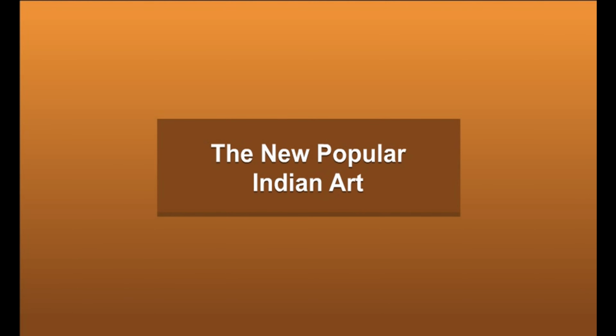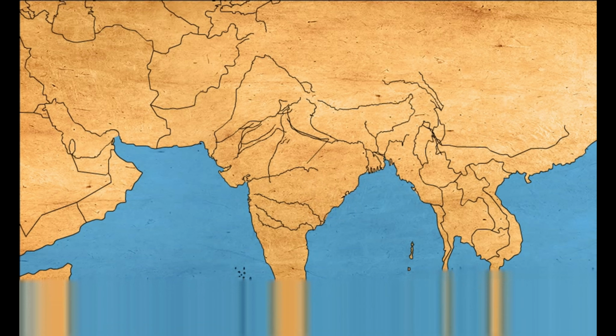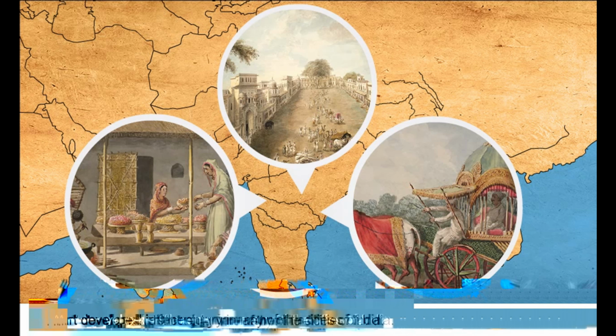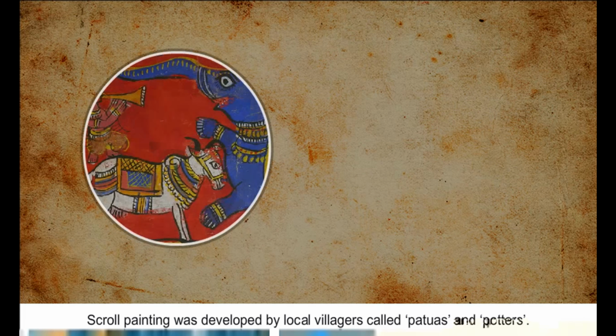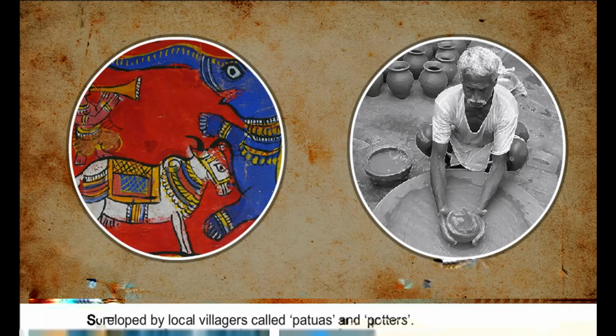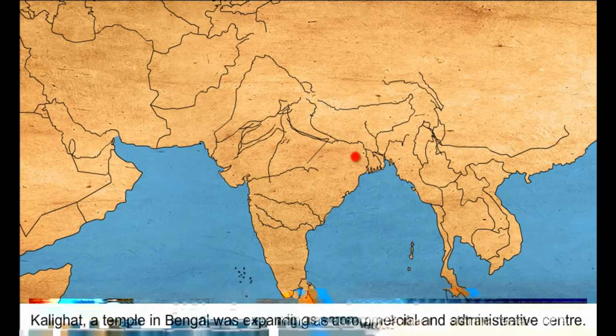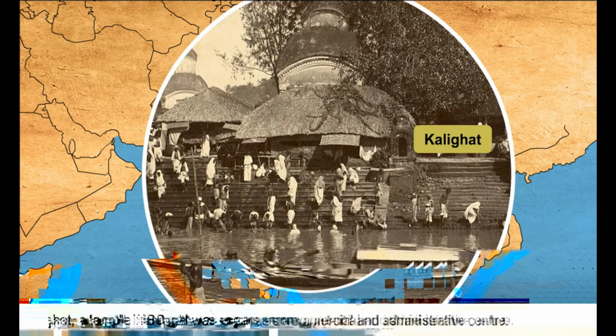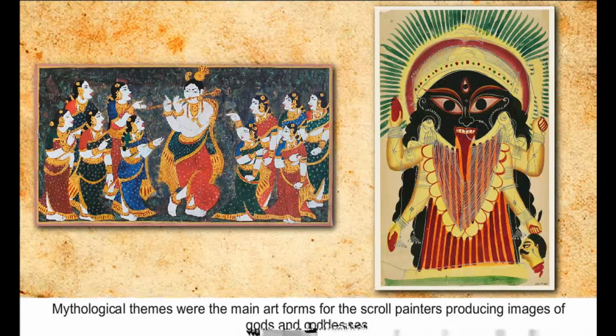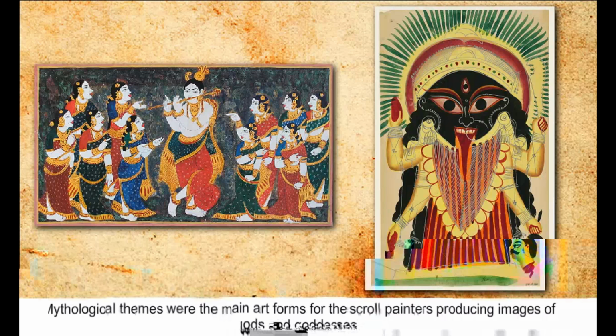The new popular Indian art. A new world of popular art developed in the 19th century in many of the cities in India. Scroll painting was developed by local villagers called patuas or potters. Kalighat, a temple in Bengal, was expanding as a commercial and administrative center. Mythological themes were the main art forms for the scroll painters, producing images of gods and goddesses.